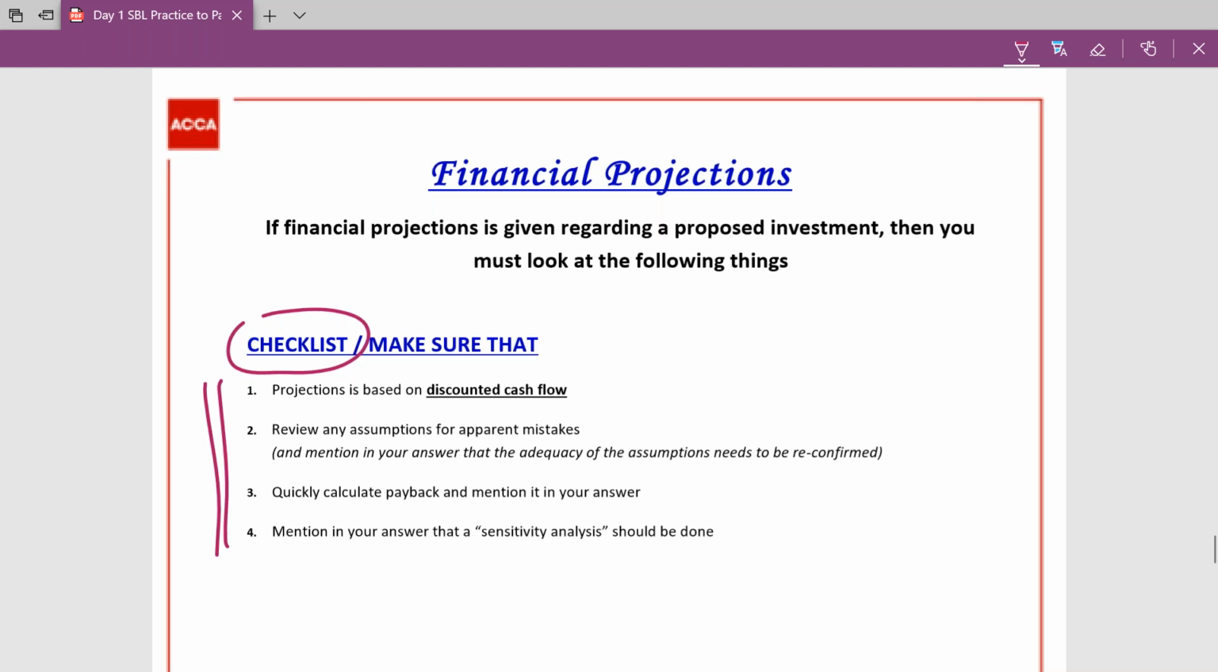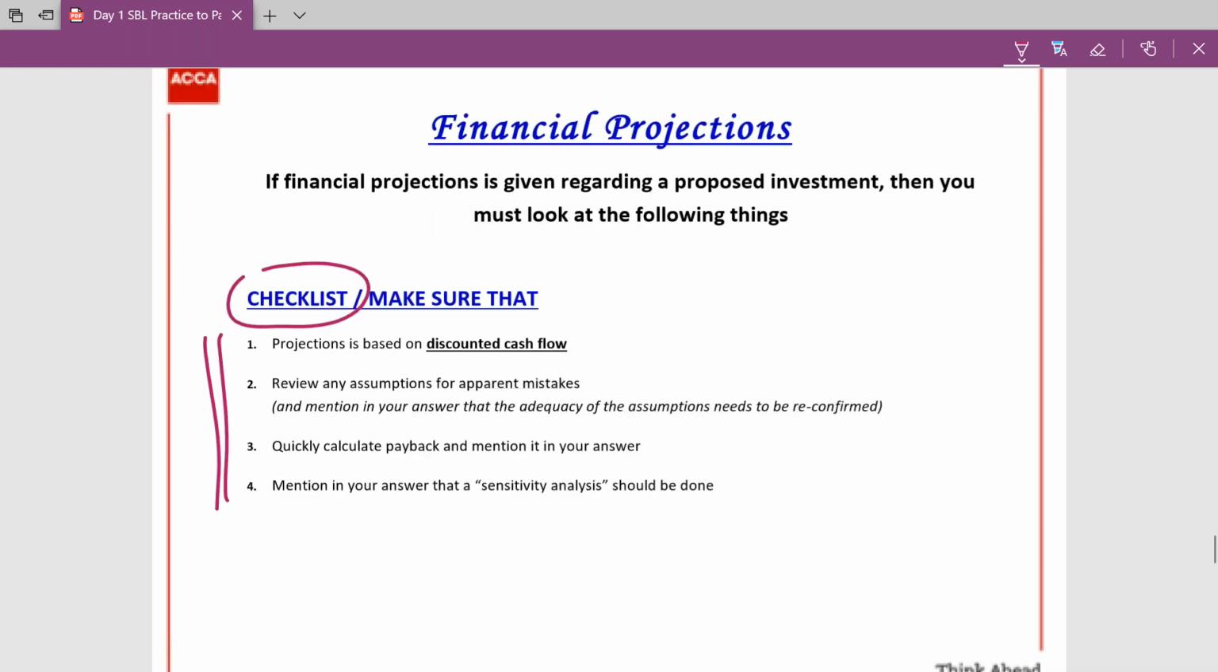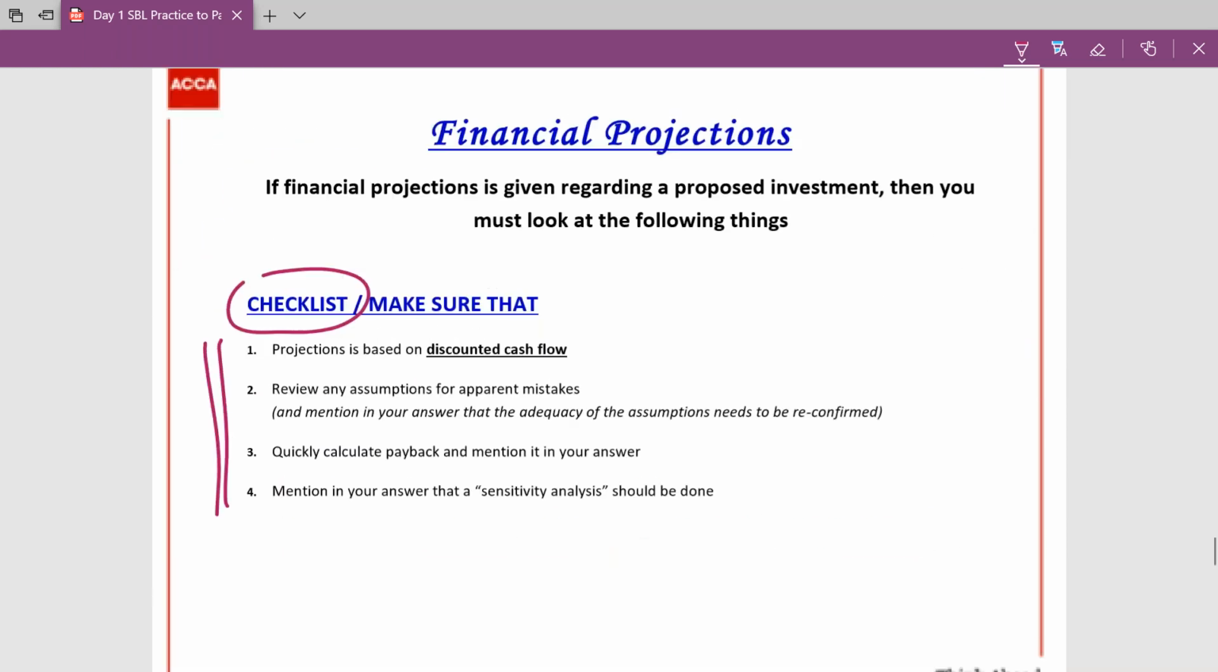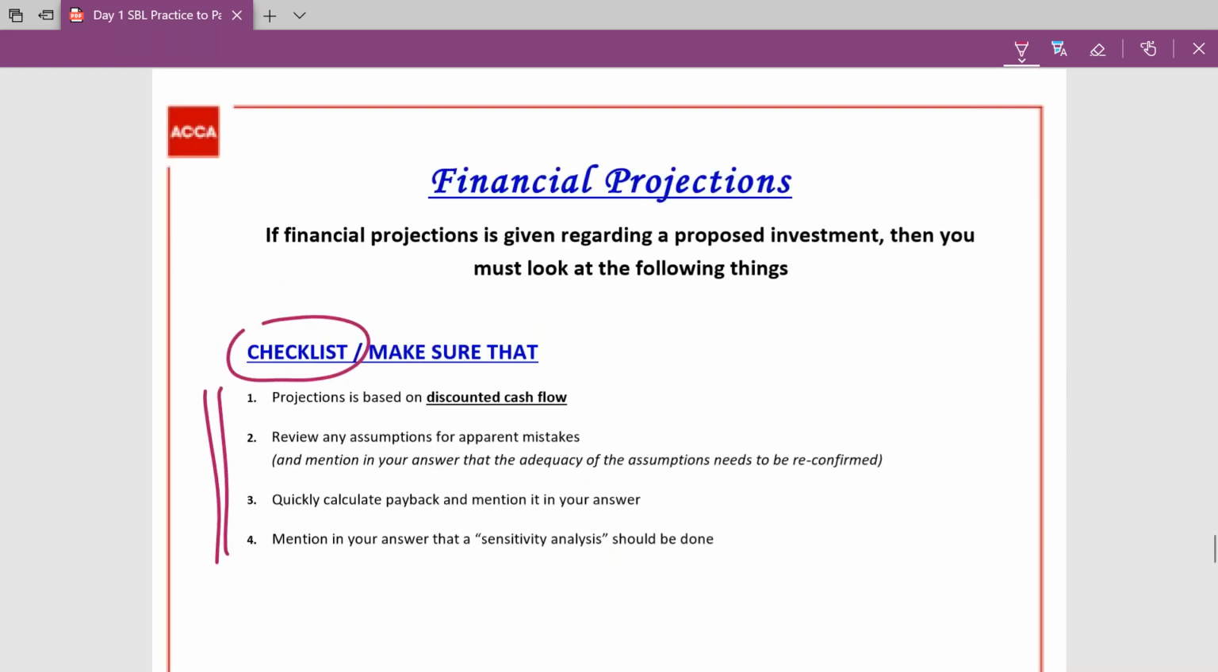So remember, boys and girls, these four things. Whenever you see a financial projection in front of you, just go through these four items and you are done. And I will actually demonstrate that in our case study. So now the questions are here. Let me quickly go through them.